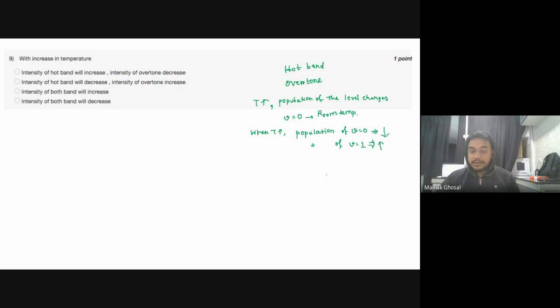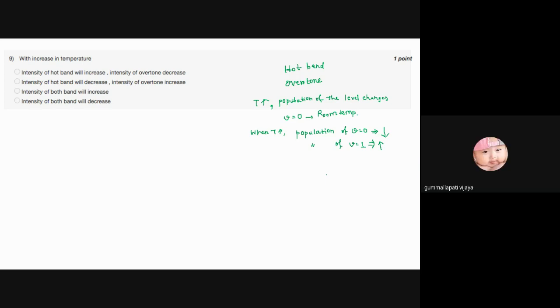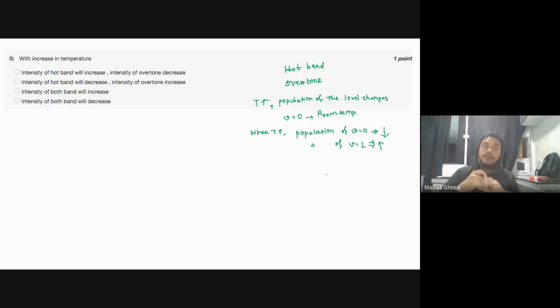Okay. So suppose I have 100 molecules in the V equal to 0 state. At room temperature, you have 100 molecules in the V equal to 0 state. Now, giving temperature, what will happen? Your 70 molecules will be there. The ground state population will be low because more number of molecules will try to go to the excited state. They are given energy, so they will cross the barrier and go to the excited state. As you give more temperature, more number of molecules will go to the excited state.